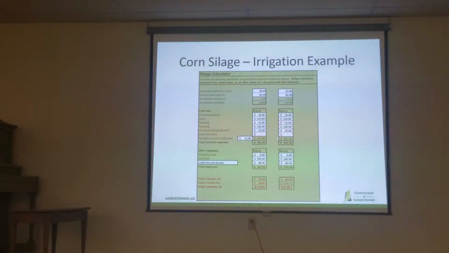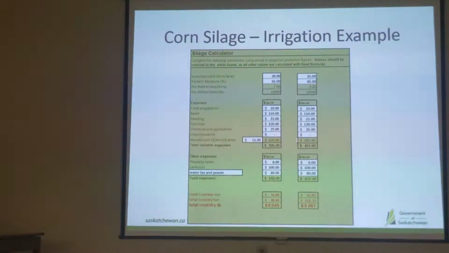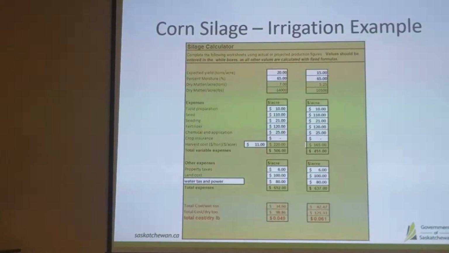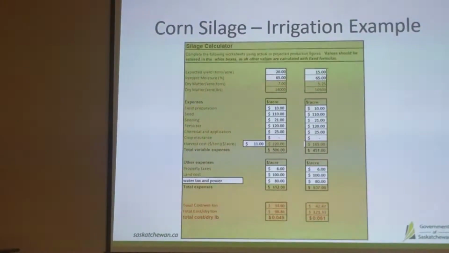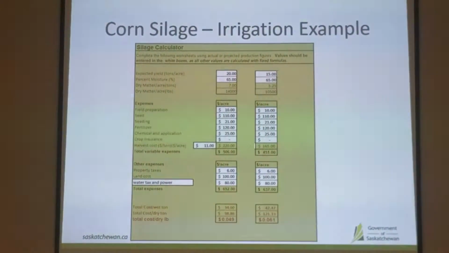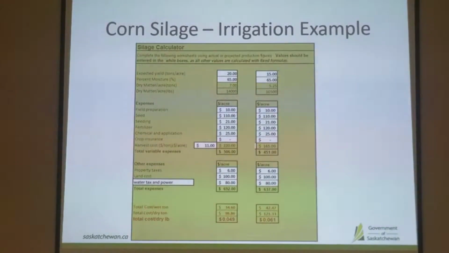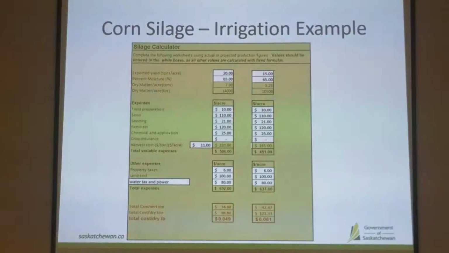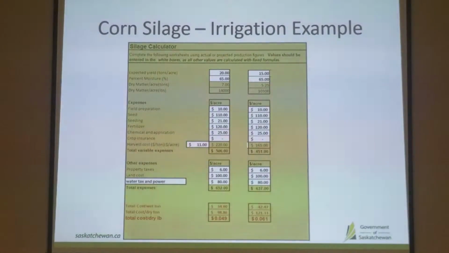If we look at what it costs us to grow corn silage, across the top here is just our expected yield. So I've got 20 and 15. In this area, it seemed like this last year, our yields kind of ranged in that 15 to 20 tons per acre. You put in your 65% moisture, whatever moisture that your crop comes off at. It'll tell you how many dry matter tons per acre you get. So this would be 7 and 5 1/4. So you're looking at 14,000 to 10,500 pounds an acre.